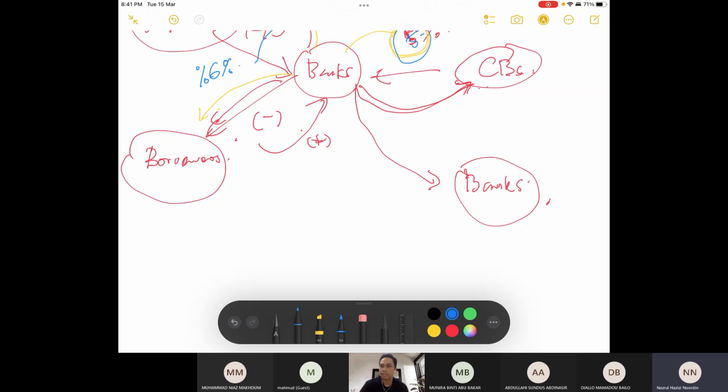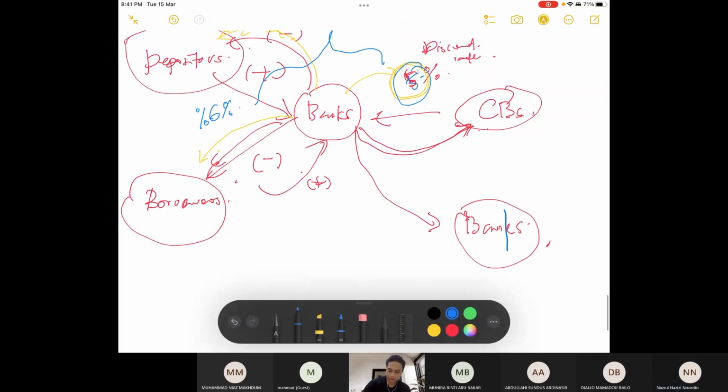So what they will do is reduce the discount rate, right? This is basically the monetary policy that they have. They will reduce the discount rate in order for these individual banks to reduce their cost, with the hope that these banks will reduce the lending rate to their customers as well, right?